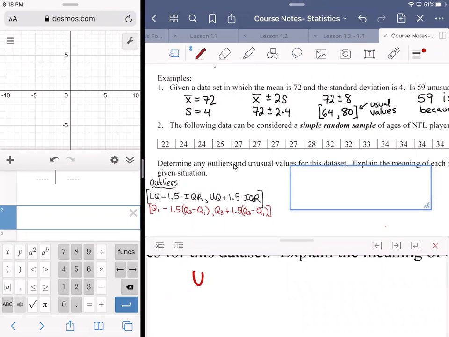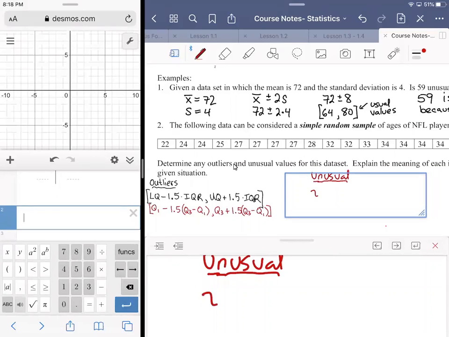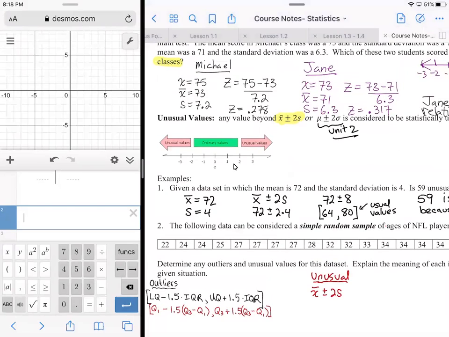So the unusuals, so we just did that x bar plus or minus 2s. So the idea here is that we need information. We need Q1, Q3, x bar, and 2s. We come up with those pieces of information, we have everything we need, right? So at least to do the computation part of it.